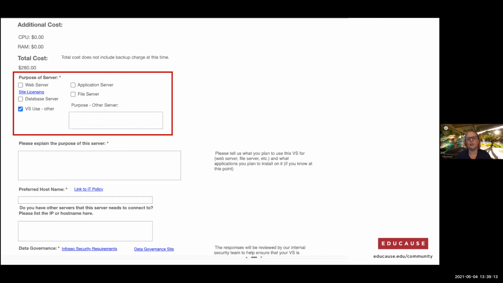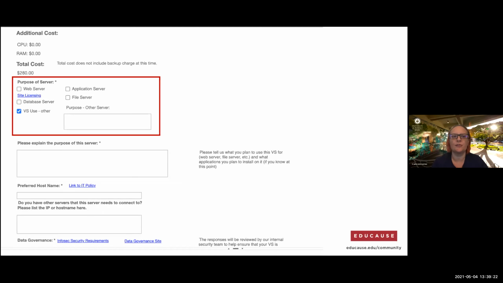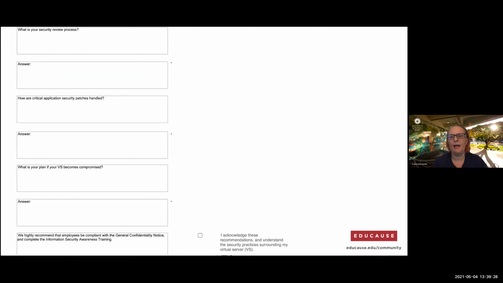Like I mentioned, for security purposes, we don't have it specific to specific software packages, but at least we know how many web servers and file servers and application servers are out there now, because they have to choose one or multiple. And this is just an idea of the second process I mentioned for security, where they have to acknowledge some of these things. And there's more questions. This is just an idea of it.